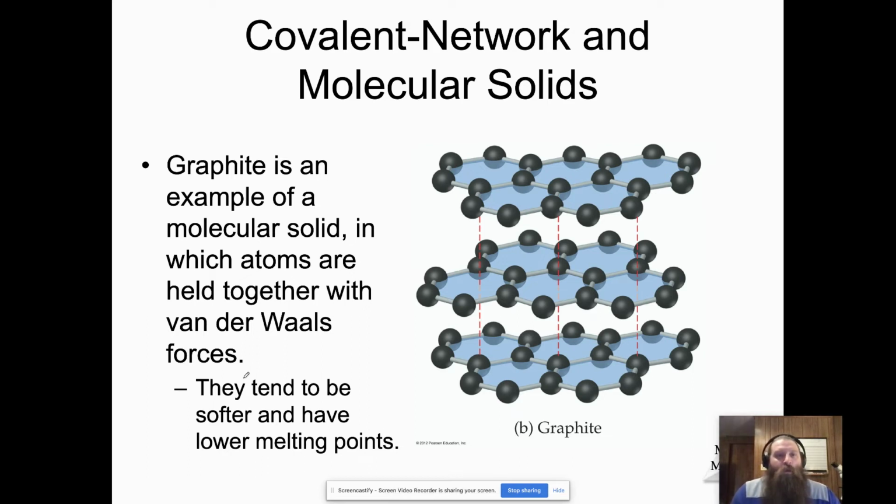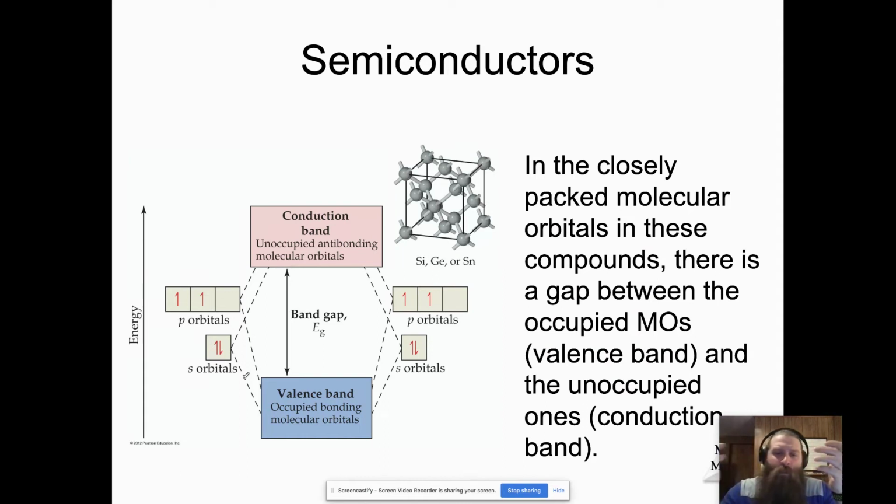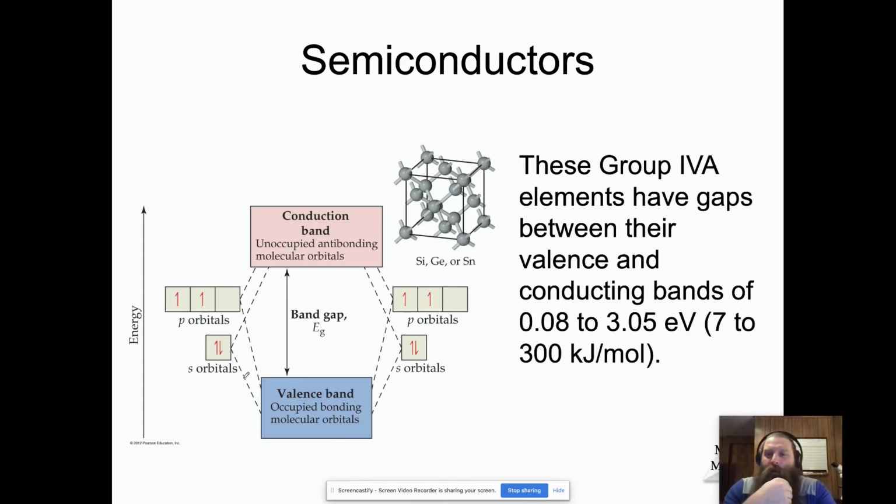And that's interesting. Now, somewhere between our covalently bonded nonmetals and our metallically bonded metals are the semiconductors. And if we look at the molecular orbitals for a semiconductor, we're going to find that there is this band. And because they're really closely packed, there ends up being this little gap between the anti-bonding molecular orbitals and the bonding molecular orbitals. The gaps are going to range between 0.08 and 3.05 electron volts, all right, and that is equivalent to about 7 to about 300 kilojoules per mole.